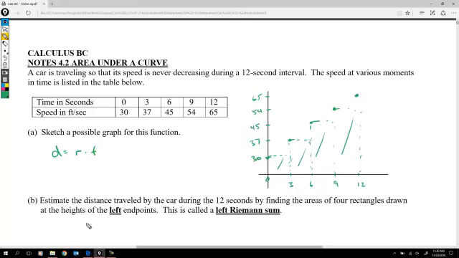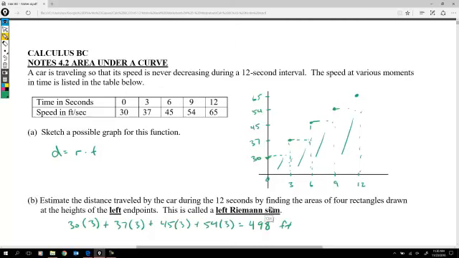So I just multiply, find the area of a rectangle. My first height is 30, and the width is 3. And in this case, the width of all of my rectangles is going to be consistent. It stays 3. And so if you multiply and add all these together, you get 498. So again, this is my distance. I ended up traveling 498 feet using the leftmost points.